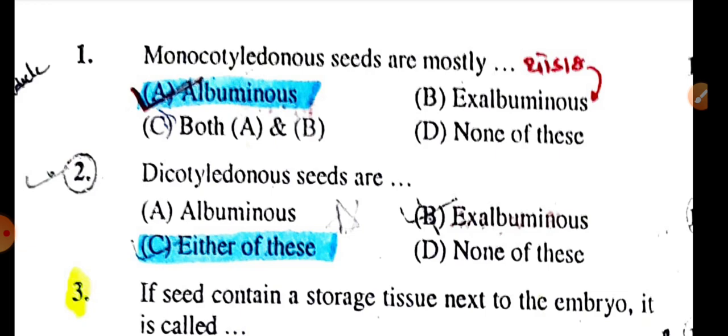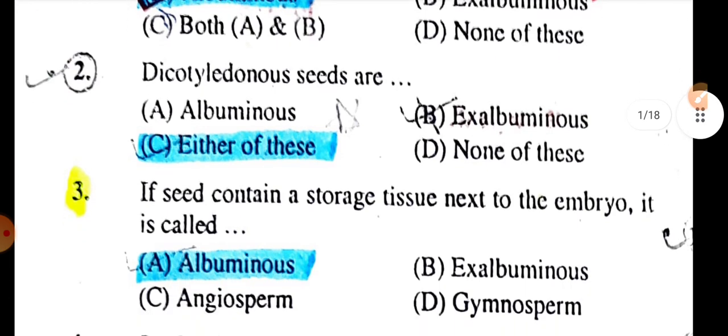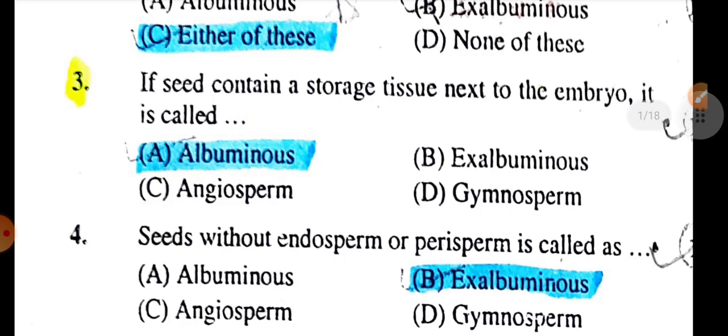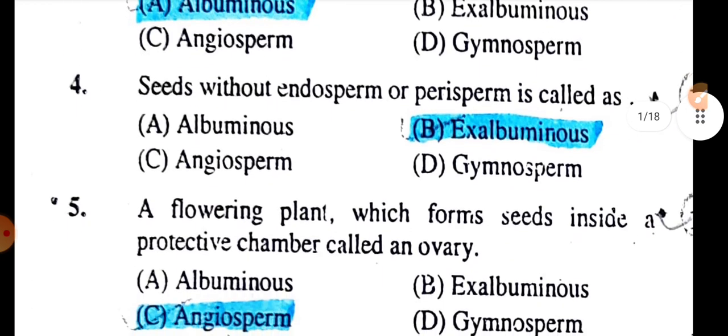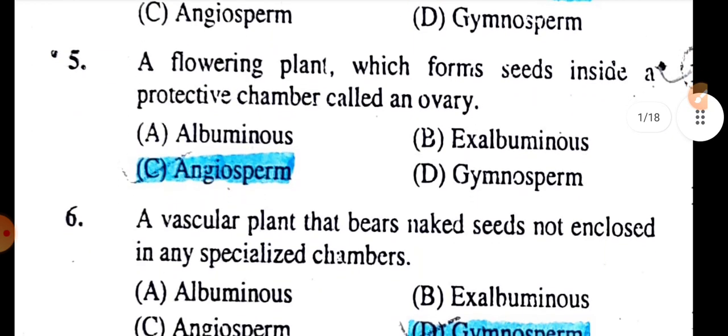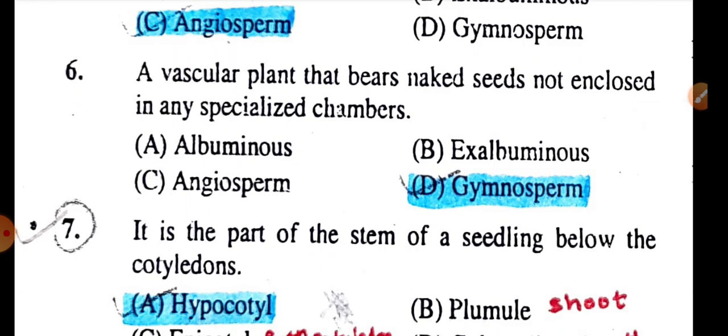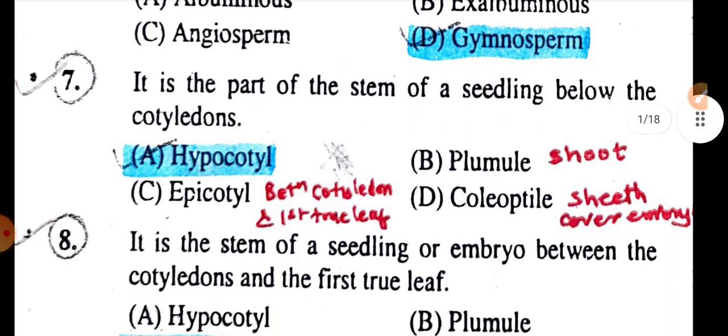Monocot seeds are mostly albuminous; dicot seeds are either albuminous or ex-albuminous. If a seed contains a storage tissue next to the embryo, it is called albuminous. A seed without endosperm or perisperm is ex-albuminous. A flowering plant which forms seed inside a protective chamber called the ovary is known as an angiosperm. A vascular plant that bears naked seed, not enclosed in any specialized chamber, is a gymnosperm.